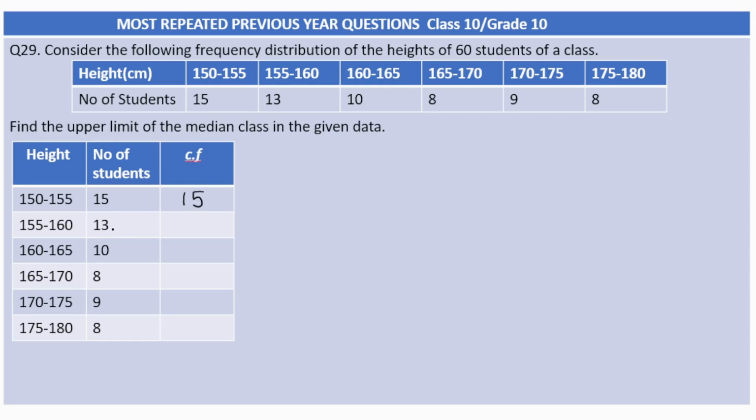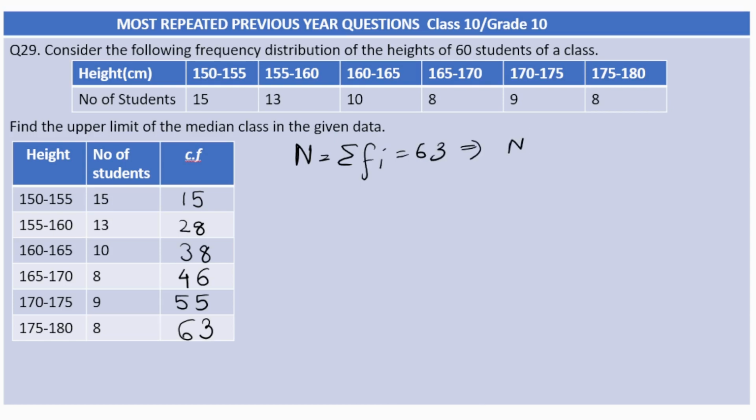Then we'll add 15 to 13. That is how we find the cumulative frequency. We add the frequency of the first class to the frequency of the next class. So we get the cumulative frequency: 15 plus 13 is 28. Then 28 plus 10 will be 38. 38 plus 8 is 46. 46 plus 9 is 55. And finally 55 plus 8 is 63. So our n, the summation of all the frequencies, is 63.